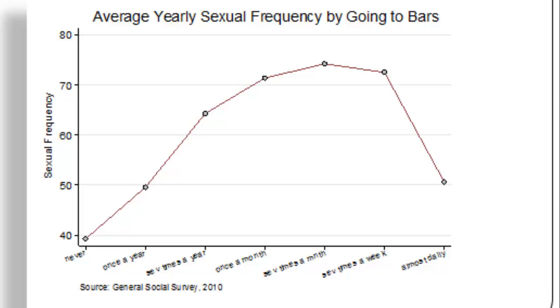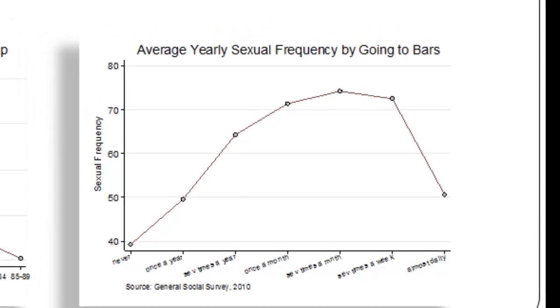And number two, if we were describing the relationship to people, it would be important to note that while the general trend is linear and positive, there is an exception for people who go to bars very frequently, an important addition to our story about the relationship of these two variables.